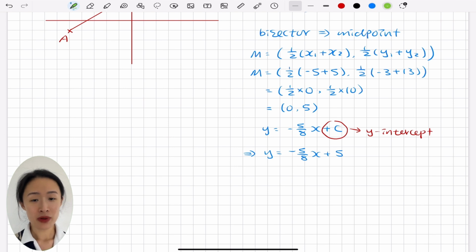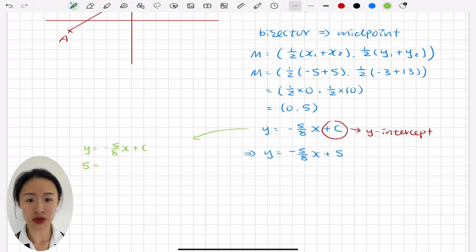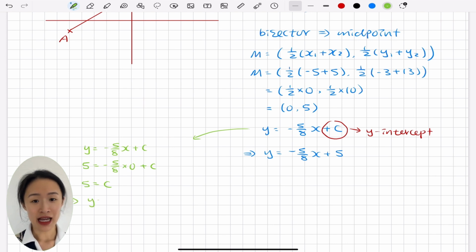However, if that point is not the y-intercept, if it's some other point, then what we can do is substitute x and y back into our equation. That will allow us to work out what c is. So as I have done here, we can check that we got the same equation by using 2 different methods.